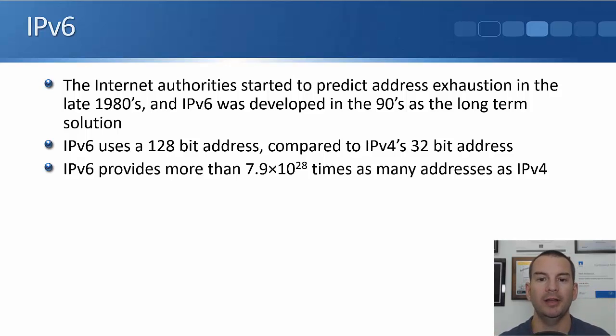Quite a while ago, in fact back in the late 80s, they realized that they were going to run out of addresses. So they started working on a solution to the problem. And in the 1990s, the solution that was developed was IPv6.